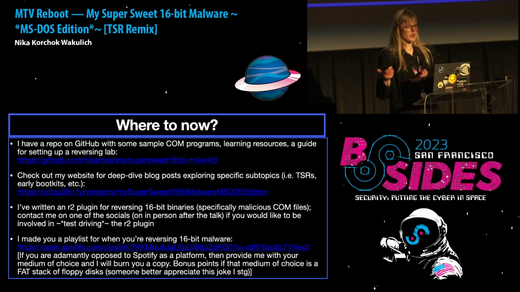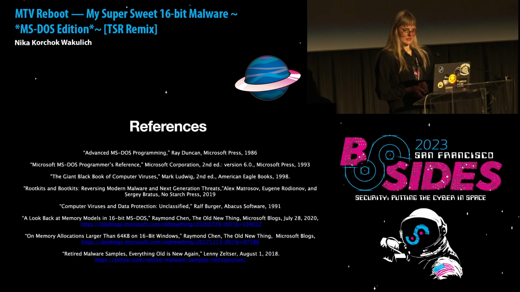I've also written an R2 plugin, like I mentioned, for reversing 16-bit binaries. So if you are interested in using that, feel free to contact me on the socials or talk to me after. And then finally, I have a playlist for when you're reversing 16-bit malware. So, and I believe that's it.